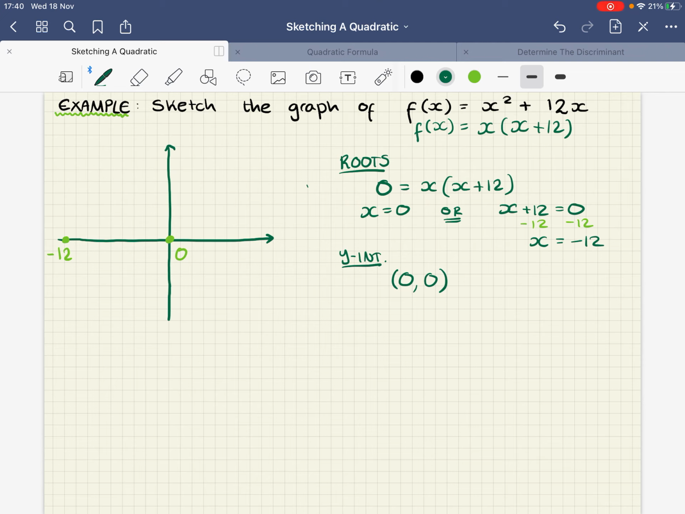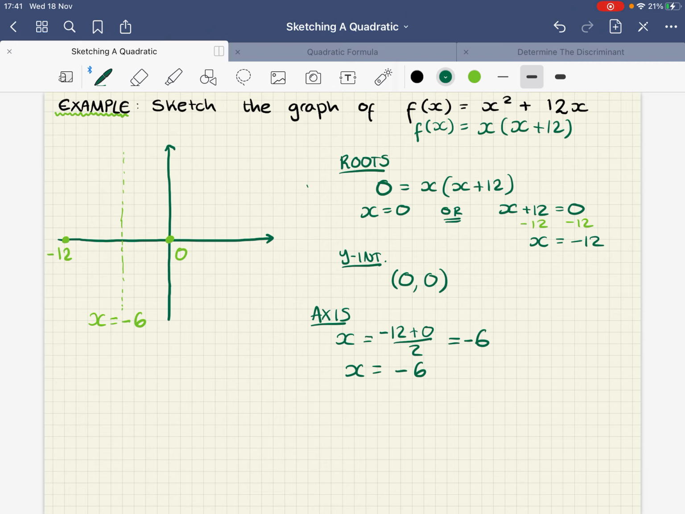So now I need my axis of symmetry. Remember that's going to be in between my two x values. So x is going to equal negative 12 plus 0, divided by 2. So that's just going to be 6. Negative 6 even, because it's negative 12. So x equals negative 6. So down the middle there, that is x equals negative 6.